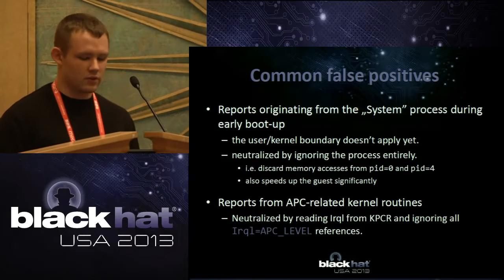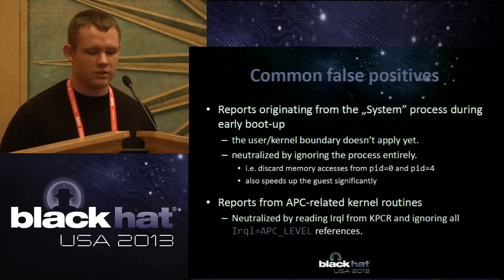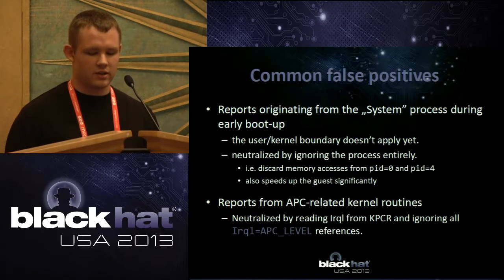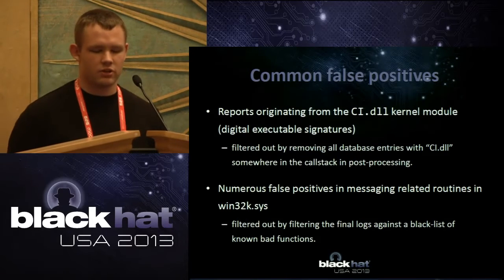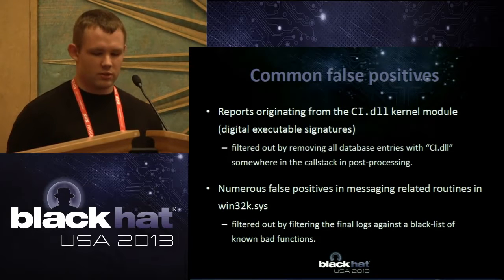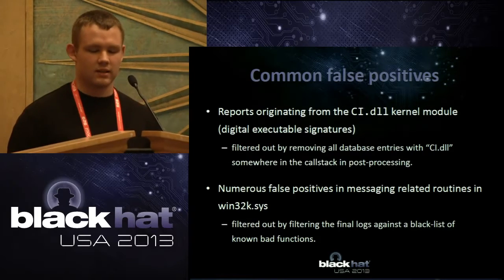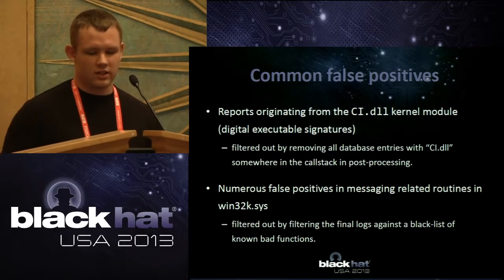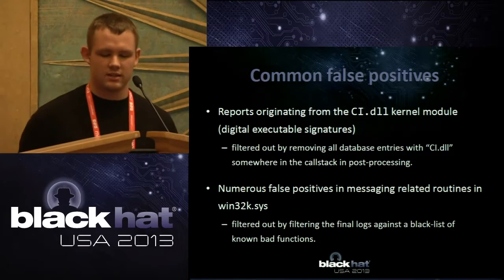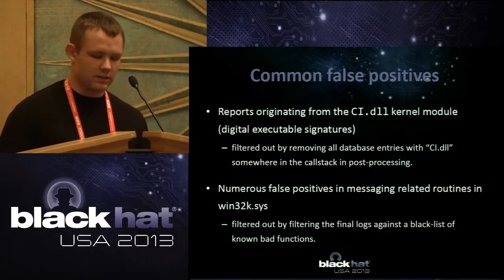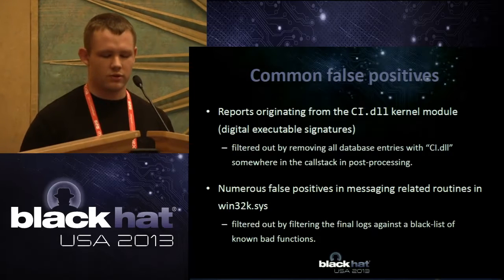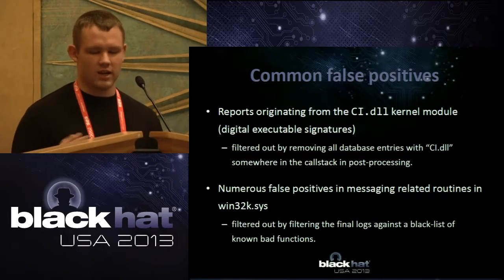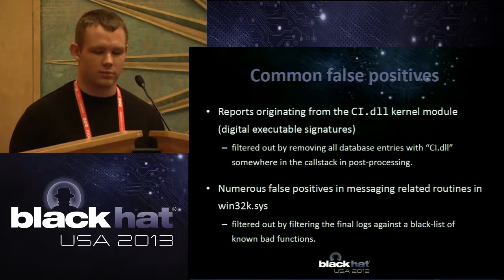We also got lots of false positives from APC related kernel routines, which we neutralized by discarding all of those fetches that were taking place at IRQL equals APC level. Then we had again lots of reports originating from the CI DLL, which is responsible for handling PE signing. So we just removed all database entries which had ci.dll somewhere in the call stack, which was also pretty effective. And then we had numerous false positives in the messaging routines of Win32k, which we basically had to deal with by having a blacklist of functions that are known to have false positives.